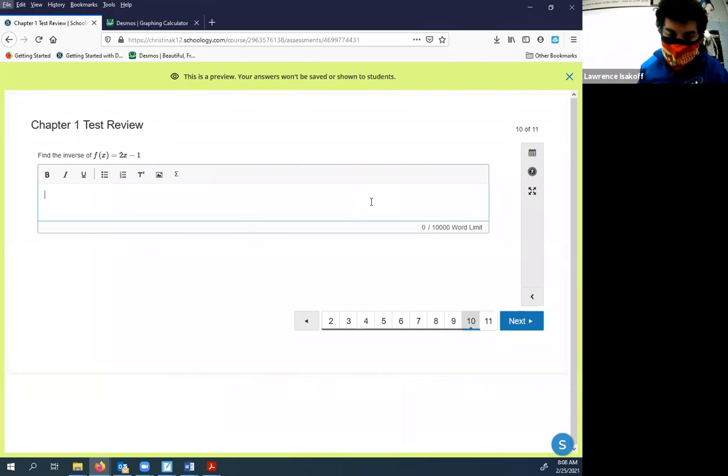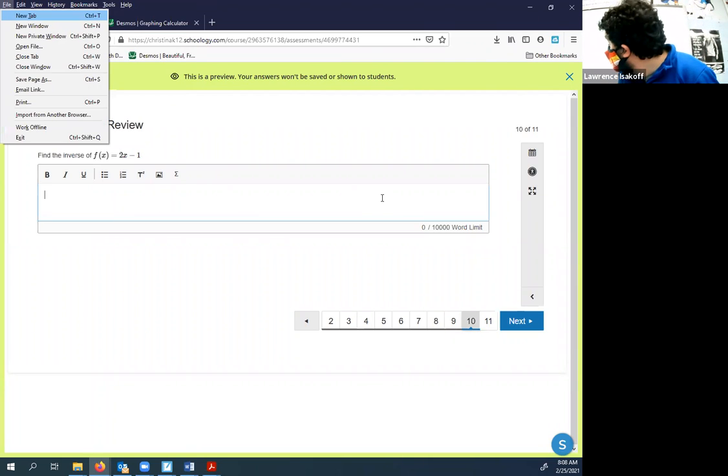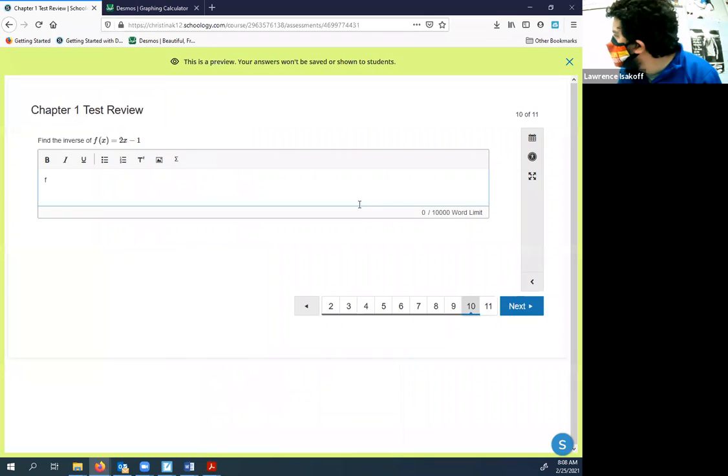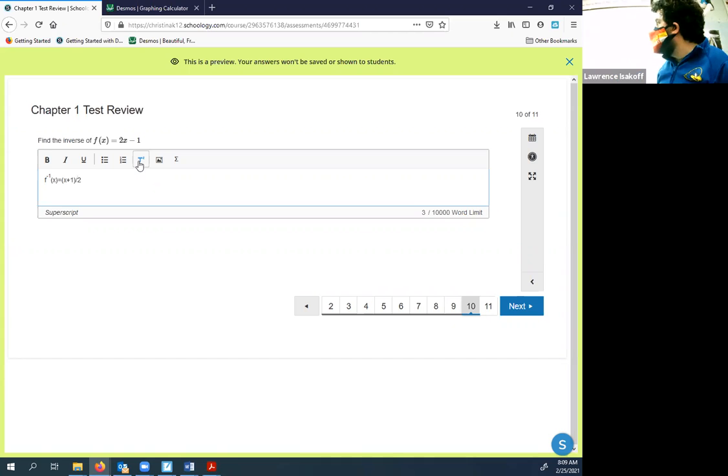So let's see. So that was f. And some of you left it as y. If you put it as y, I'm not taking off points there. But I'm putting it as f inverse, so it's obvious that that is the inverse of this. But if you leave it as y equals, I'm not going to be that nitpicky on it. And then I had in the numerator x plus 1, all divided by, not minus 2, divided by 2.